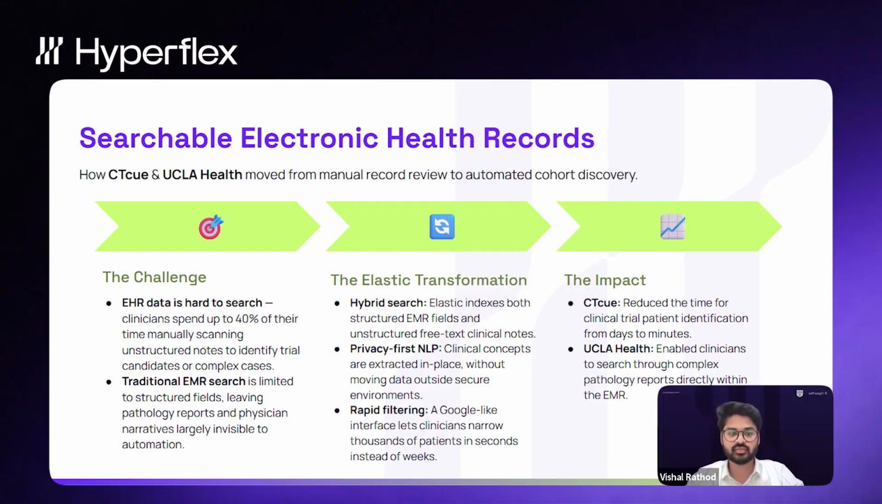So how did Elastic transform this for UCLA Health and CityQ? All of this data, that is the pathology reports and the clinician notes, was indexed directly into Elasticsearch, which took into consideration the structured EMR plus unstructured free-text clinical notes as well. So now any search that is performed takes the whole data into consideration. This is powered by hybrid search of Elastic, where you can use multiple different search techniques like semantic search and basic keyword searches to go through all of your data.